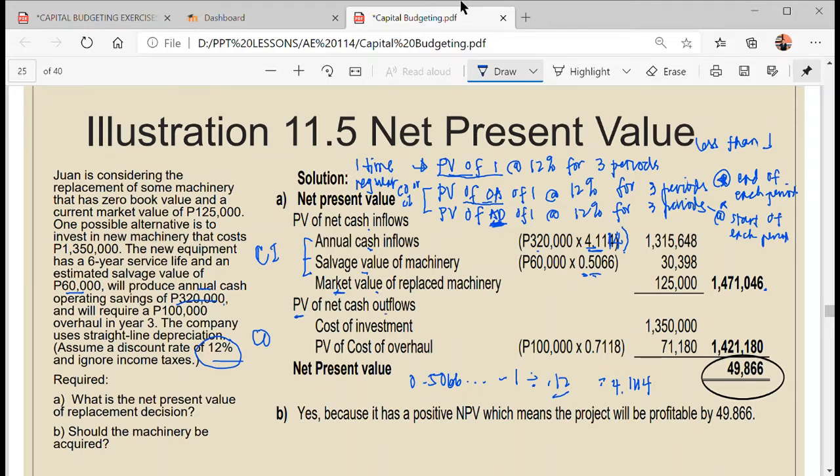Next, we get the cash outflows and determine the present value. For the cash outflows, remember, we use the purchase price of the asset, any requirement for working capital, and additional operating costs. You have the cost of investment, which is given: the new machinery is 1,350,000. Why did we not multiply it by a factor? Because the cost of investment is paid on day 1, so there is no present value effect yet.